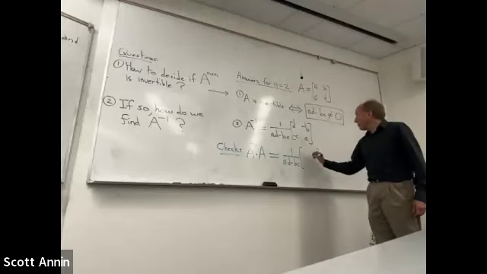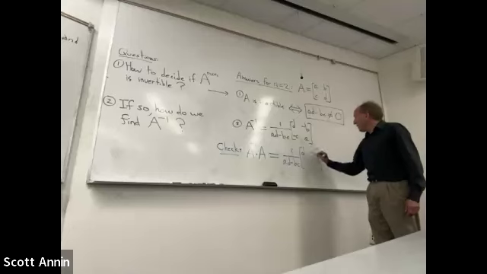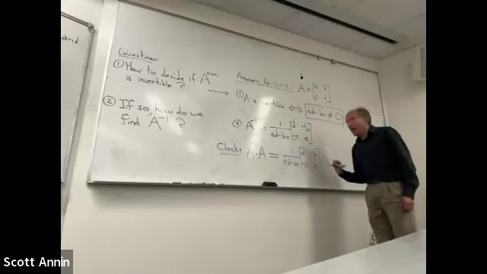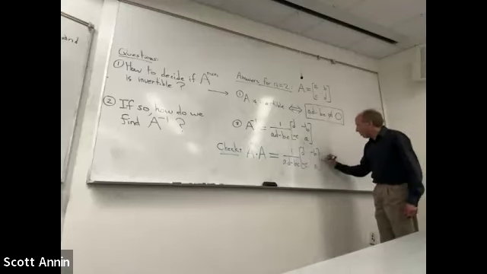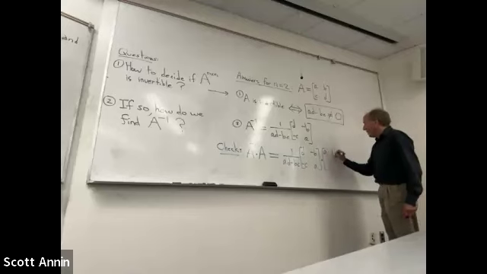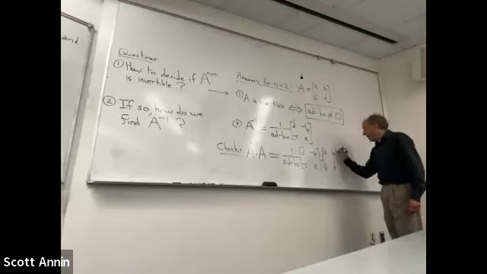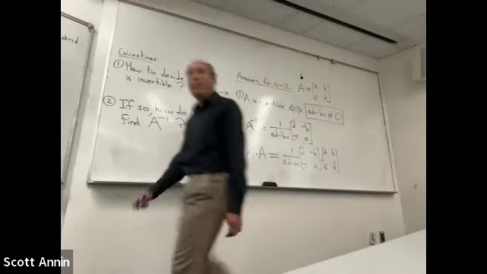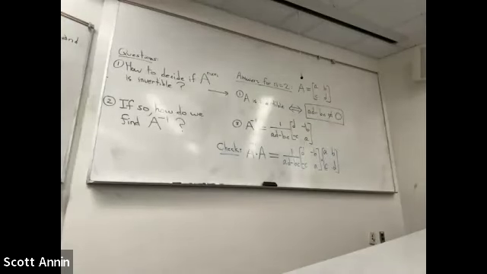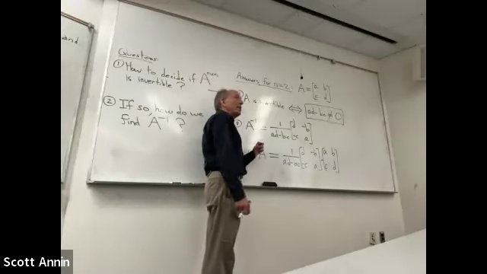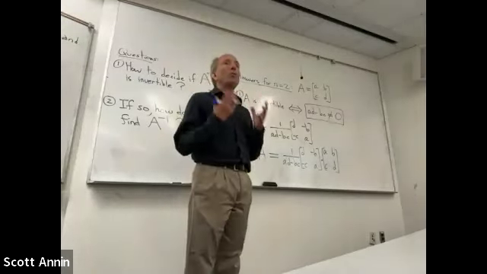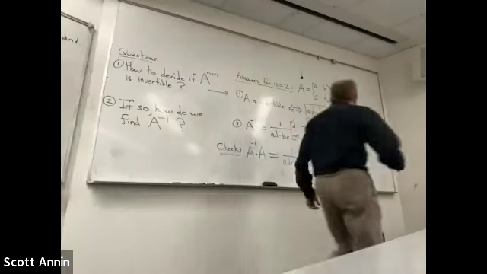1 over AD minus BC, and then we have a D and a negative B, and then a negative C and an A. And then that's being multiplied by the original matrix A, which is A and B and C and D. Okay? So we're going to just check that if we take A inverse times A, we hopefully get the identity matrix. Let's just check it out.